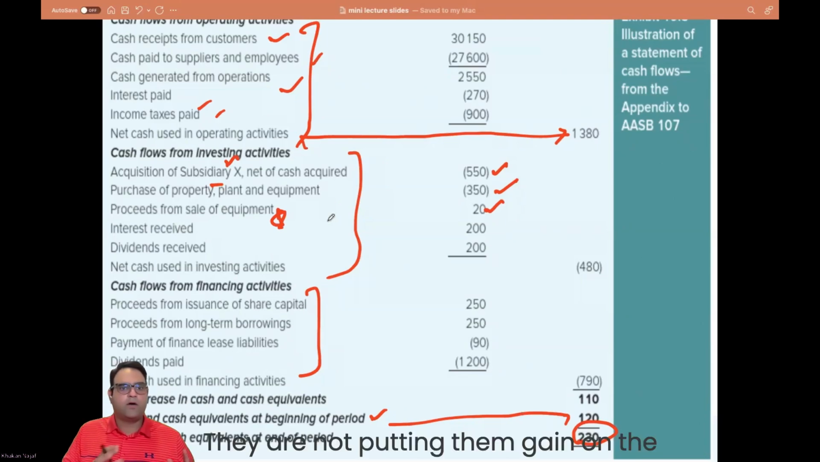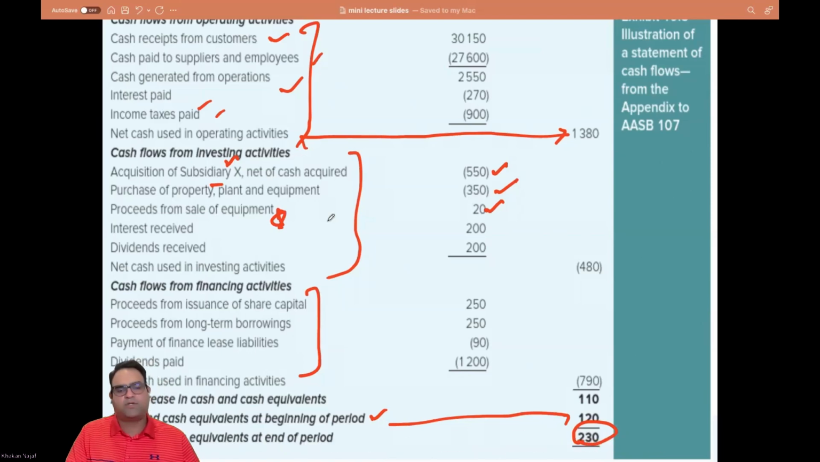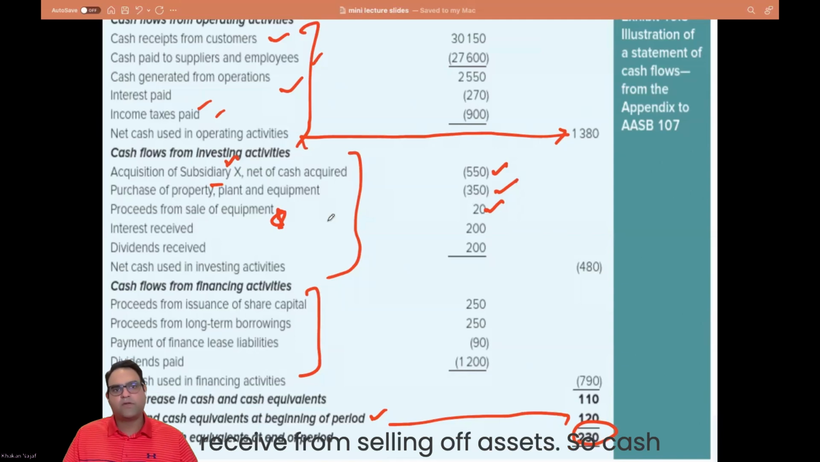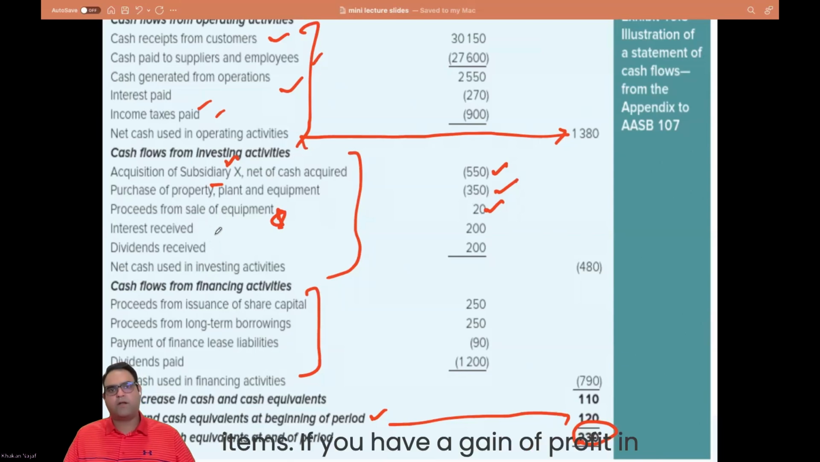They are not putting the gain on the assets, profit or loss. They are not doing that. They are only putting the cash you receive from the selling of assets. So the cash flow statement is all about cash. They do not deal with the non-cash items. If you have a gain or profit in terms of non-cash, it doesn't matter.